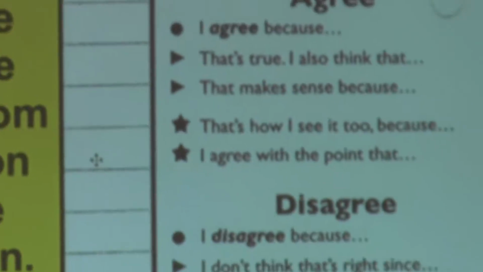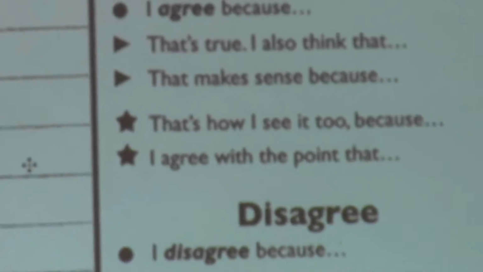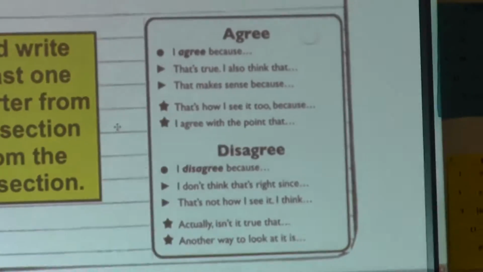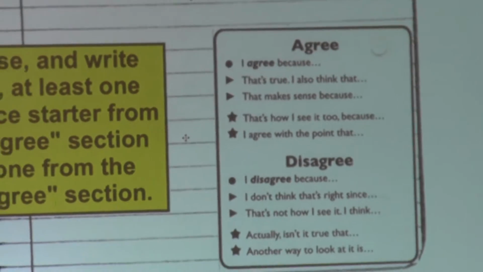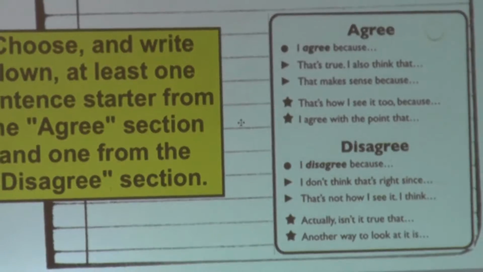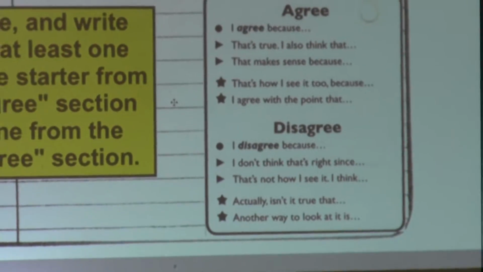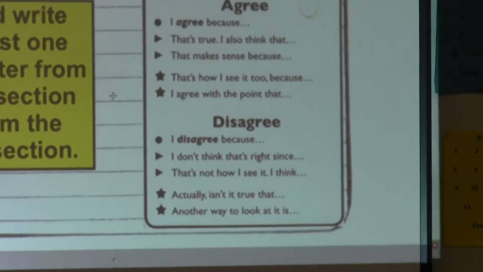All right, so we have some sentence starters for a debate. And you'll notice that they have different symbols by them. And those symbols show you kind of what level of language it is. If you see a dot, that means it's kind of beginner level language. Beginner level is kind of like what you would do in elementary school, but it's also kind of just how we talk casually.